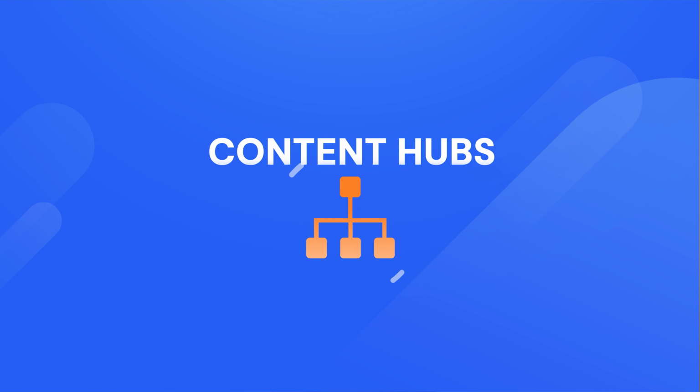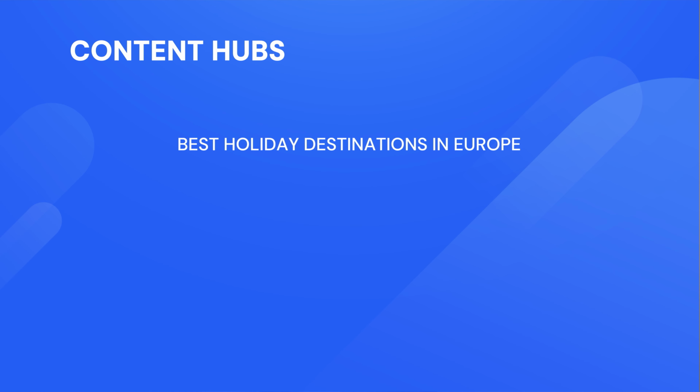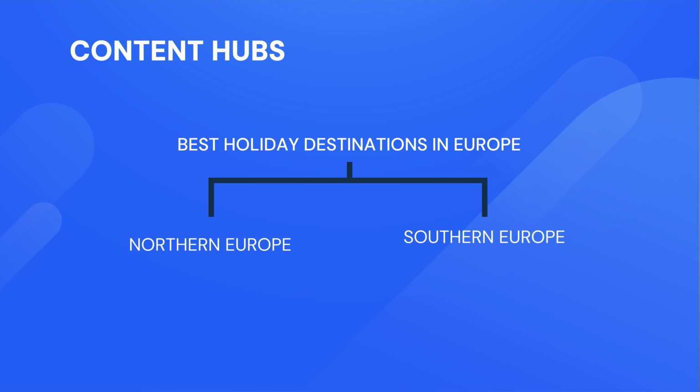Then what you want to do is to create content hubs. And this really helps you stand out from the crowd. So by content hubs, it may be best holiday destinations in Europe. And then off that, you've got another subset of pages which looks at holiday destinations in Northern Europe, Southern Europe, and so on. And that really helps you to create content and allows you to become a real specialist in your field. And actually, it's another signal to search engines that you really know this space, and as a result, the keyword landscape really well.